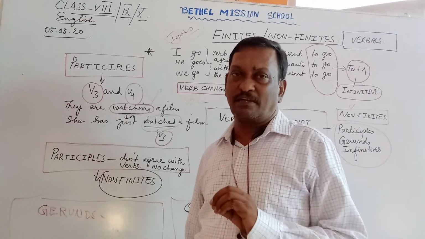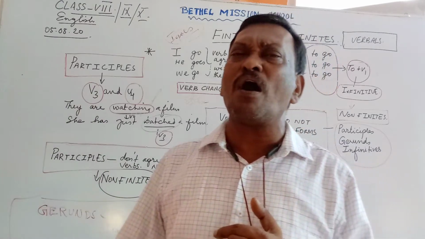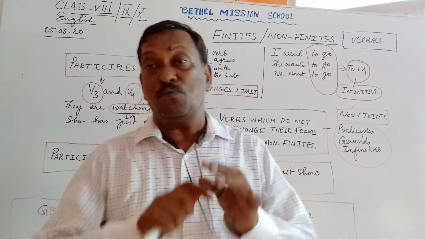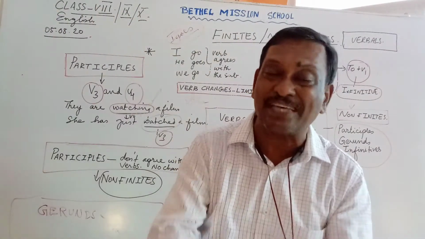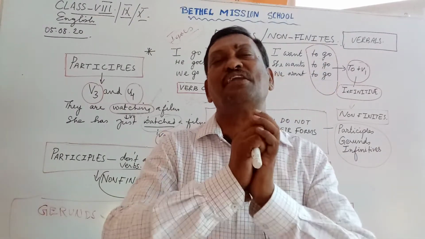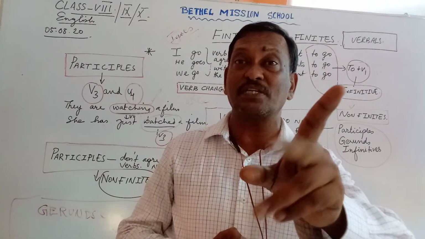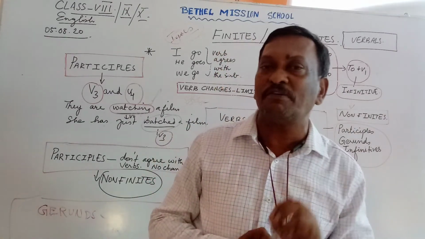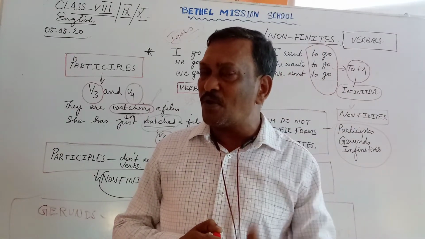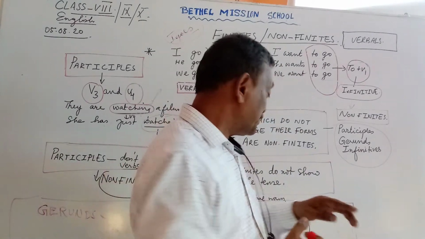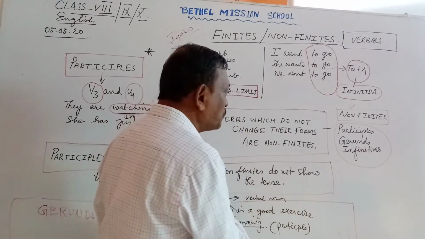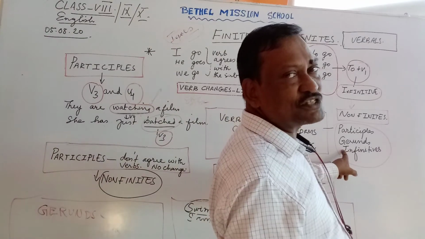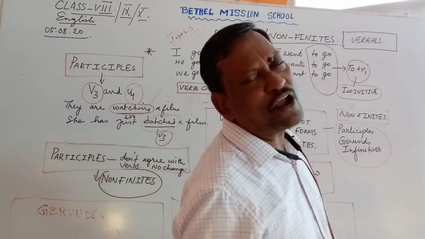What is a gerund? A gerund is that form of a verb which functions as a noun and a verb. It has two functions. It is a form of a verb which does the role of a noun as well as a verb. So all verbal nouns are known as gerunds. Remember, all verbal nouns are known as gerunds.